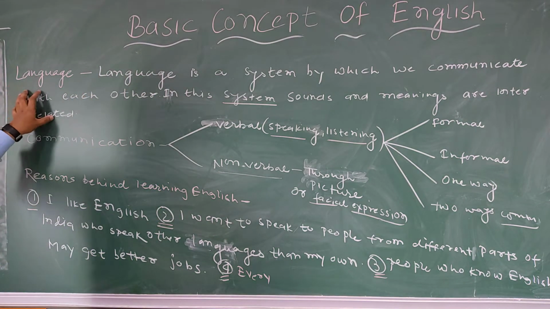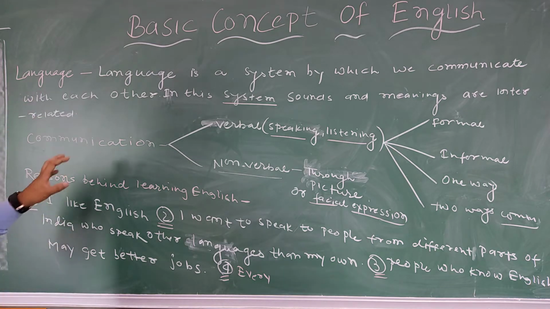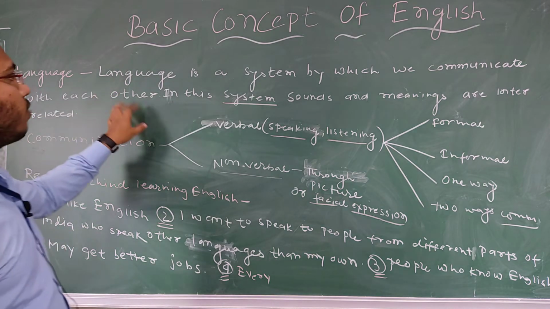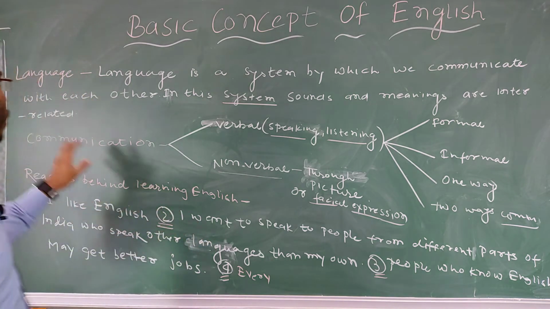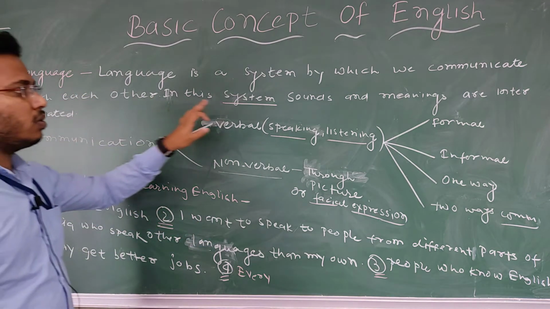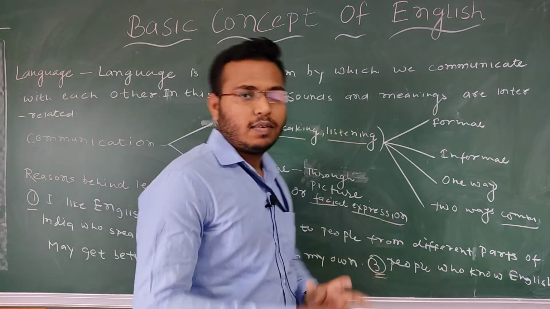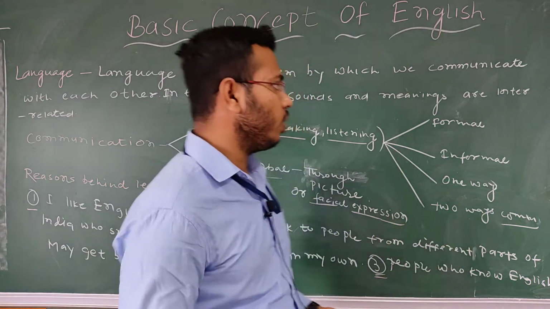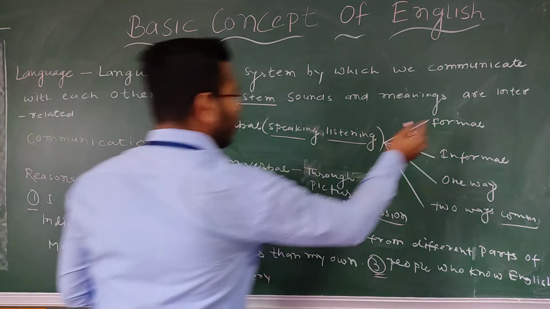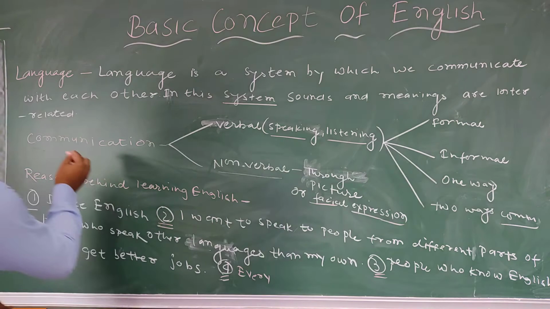So, basic concepts of English language. First we have language. We are defining language. First of all, language is a system by which we communicate with each other, and in this system sounds and meanings are interrelated. You can say sounds and meanings are interrelated.